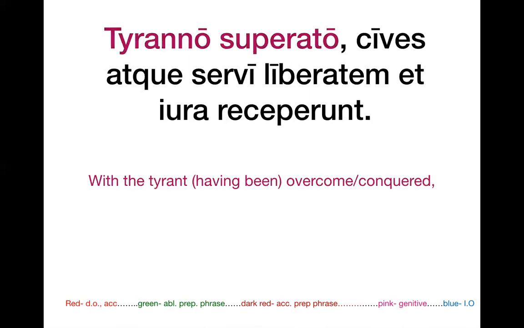I think we want to use having been most of the time when we have a perfect passive. This is perfect passive. If it was present active, that'd be like superantibus, with maybe the tyrant overcoming or something. But with the tyrant overcome: when it's perfect passive, the verb is happening to whatever the ablative noun is. With the tyrant overcome, citizens and even servants, receperunt libertatem et iura.